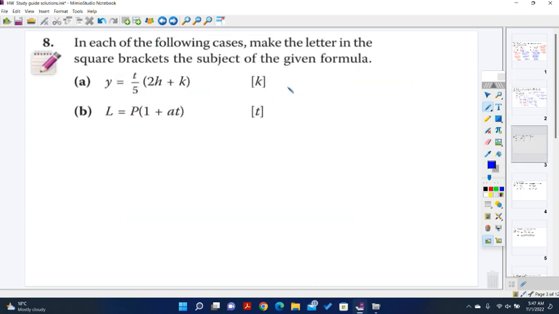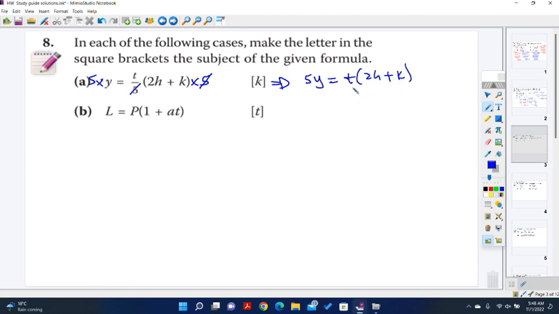Alright, I'm still required to make things the subject. In this case it's k. So if you look at this expression, I will need to get this 5 out of the way. And since it's division, the opposite of division is multiplication. So that 5 crosses out, and I have 5y equals t open brackets 2h plus k.